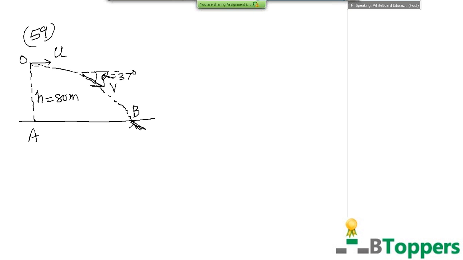Let B denote the position of the body just before it strikes the ground. You have to find the speed of the body at the position B. For that, you have to find the initial speed U. So the horizontal component of velocity of the projectile will be same at all instants during the motion under gravity.